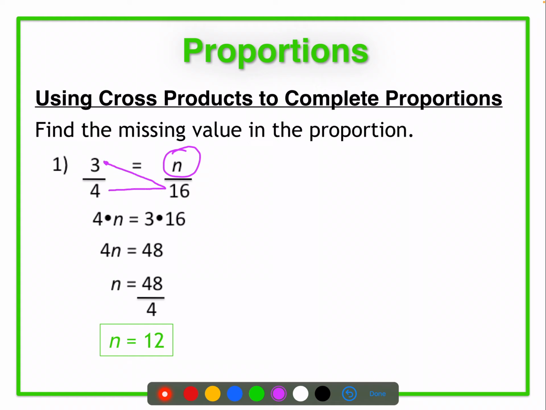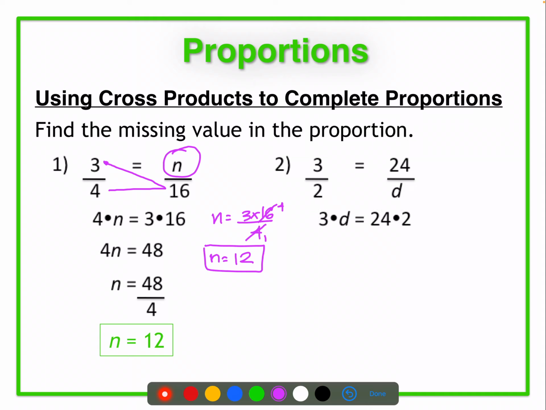Now in number 2, we have 3:2 as 24 is to d. So we have to find d. Again, using cross products, you multiply 3 times d is the same as 24 times 2. If we move the 3 that is multiplying d to the other side, it will be 24 times 2 divided by 3. That equals 48 divided by 3, which is d equals 16.